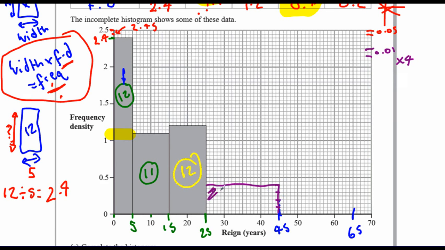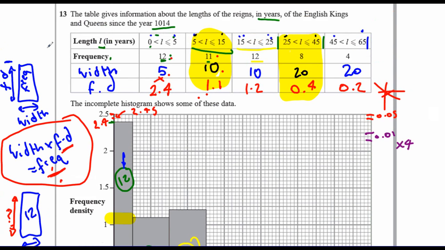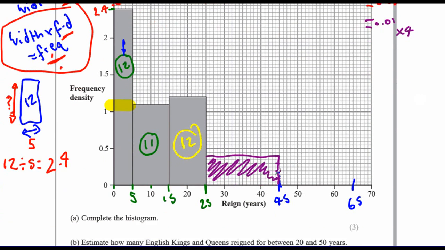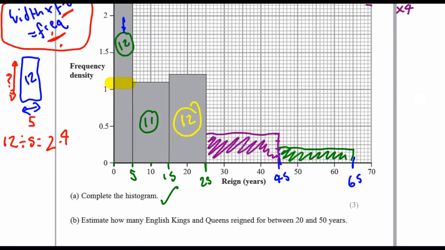Square. Can even do a bit of shading. Okay, first one done. Next one, let's do it in a different colour. Let's see how high up we decided it was going to go. Decided it was only going to go at 0.2, which is 4 little squares, or half of what you just did. So it's going to go up to there. Okay, and you can shade that one in as well. So we've completed the histogram, the 3 marks.